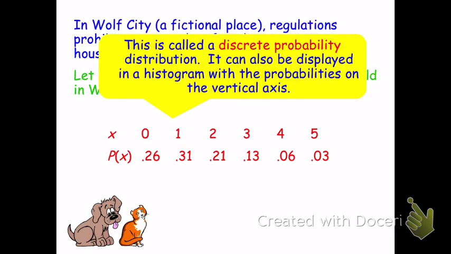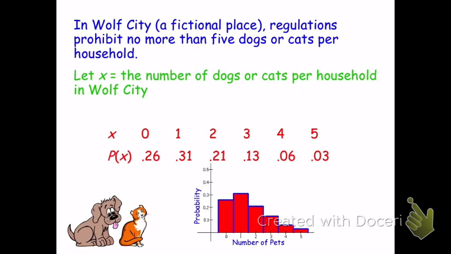This is called a discrete probability distribution. It can be displayed in a histogram with the probabilities on a vertical axis, if you were wondering. So here's what it would look like. What kind of shape is that? Right skew. Good.